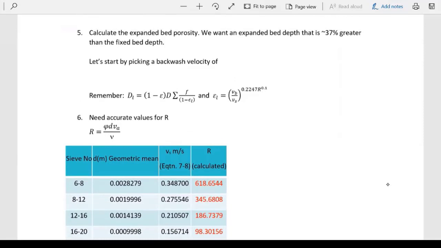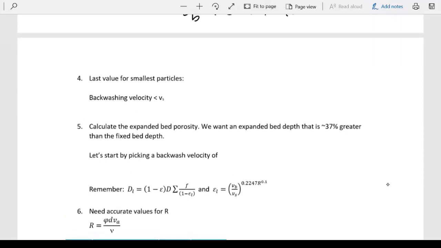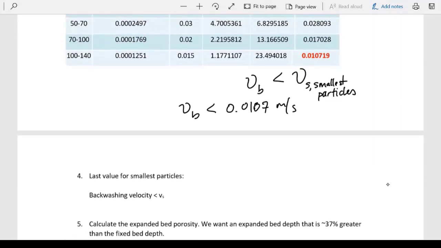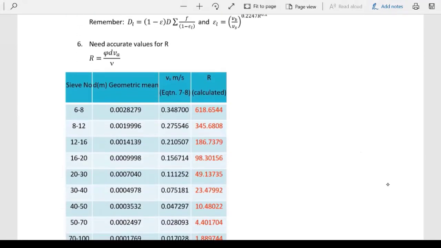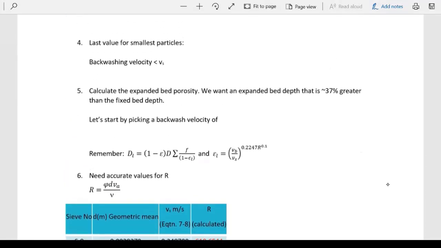backwash. Could you scroll up just a little bit, just for a second? Sure. So this is the backwash velocity of the smallest particles. And we want to make sure that the backwash velocity is less than that. When you're running these calculations, and if you go through the Excel spreadsheet, if you get negative values here, then your backwash velocity is too high and you'll need to reduce it.